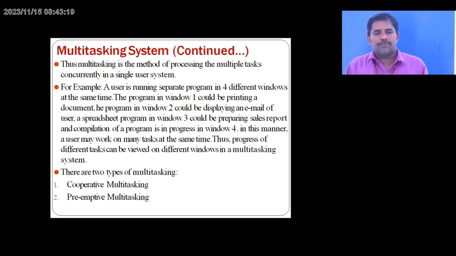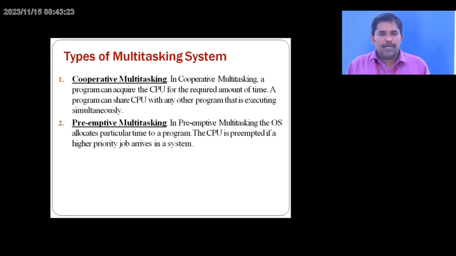There are 2 types of multitasking: cooperative multitasking and preemptive multitasking. In cooperative multitasking, a program occupies the CPU for the required amount of time. A program shares the CPU with any other program that is executing simultaneously. In preemptive multitasking, the OS allocates a particular time to a program. The CPU is preempted if a higher priority job arrives in the system. So only when a higher priority job arrives, it is preempted.